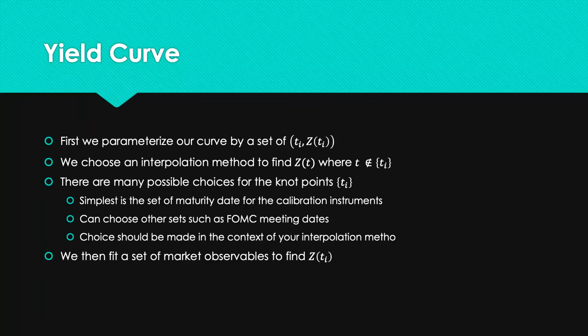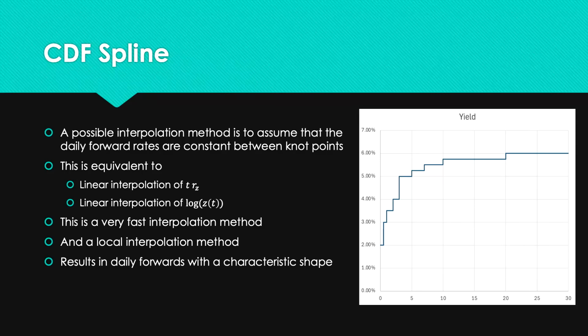You also have to be a little careful on picking your knot points to work well with your interpolation method, because you can make bad choices here, which will give you unstable hedging. We then are going to fit a set of market observables to get the z's. So given that we've chosen an interpolation on knots, we have hopefully n knots and n points, so we can solve.